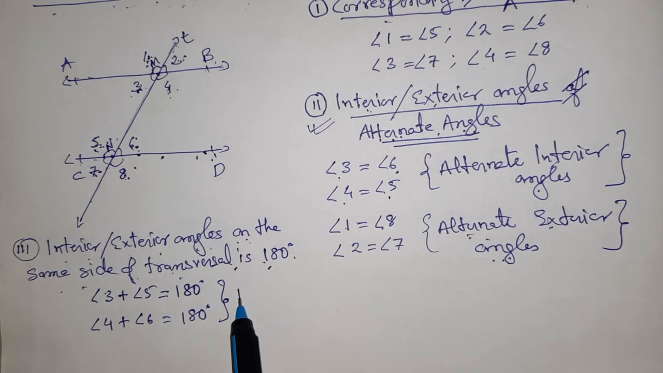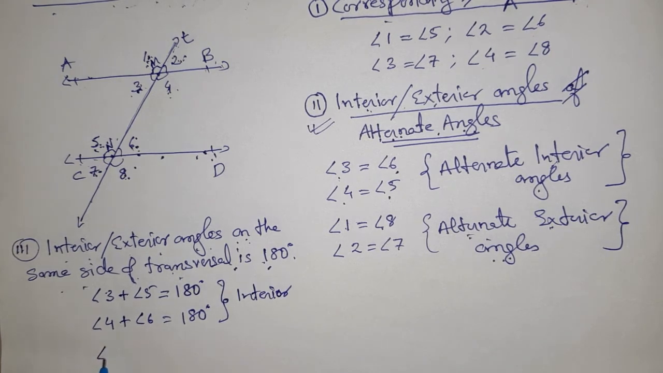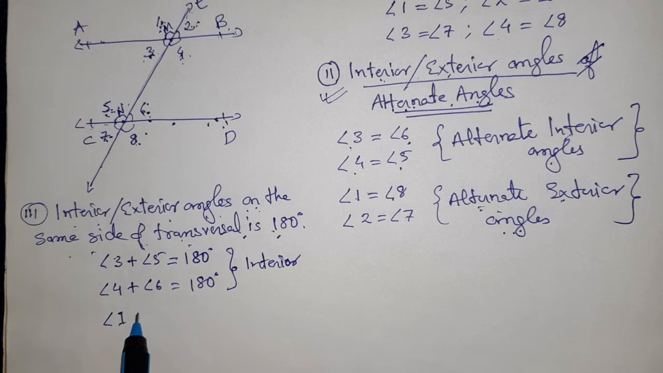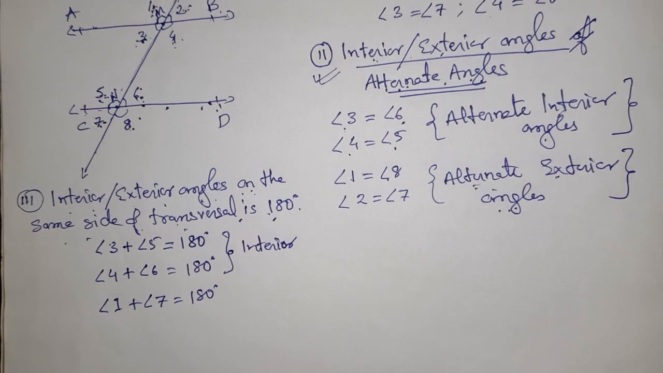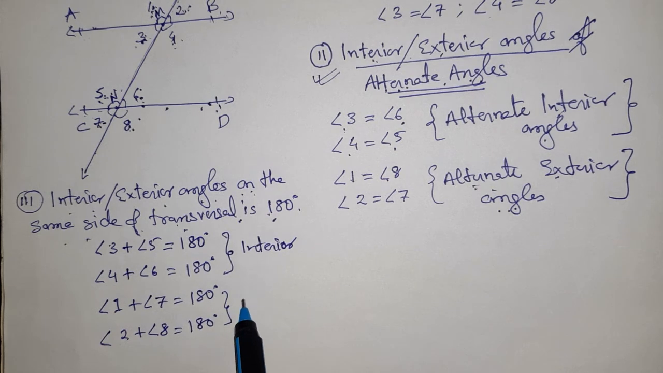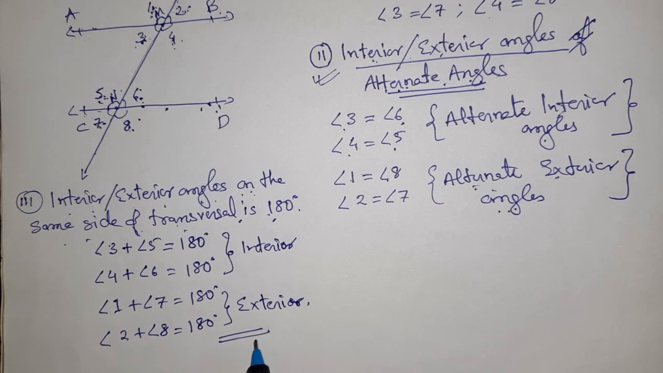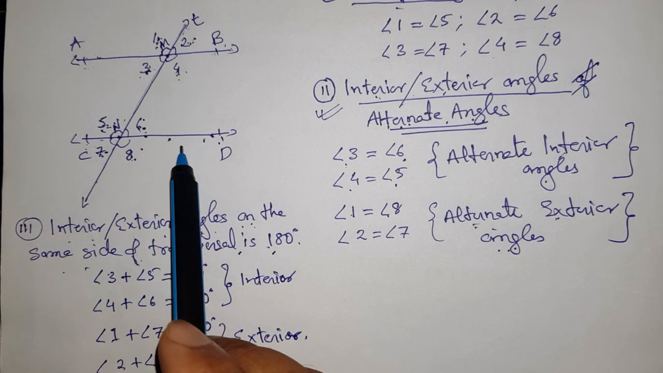So they come under interior. Correct? Then angle 1 plus angle 7, they are also 180 degrees. Whereas angle 2 plus angle 8, that is also 180 degrees. So we call it exterior. Correct? So if the sum of the interior or exterior angles is 180 degrees, we can tell AB is parallel to CD.